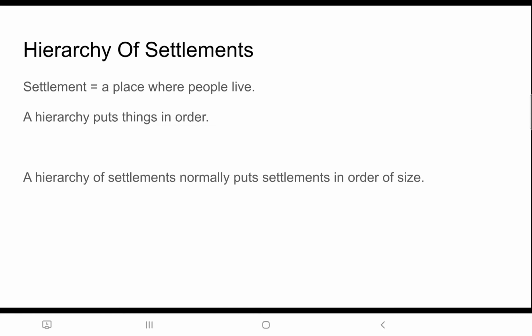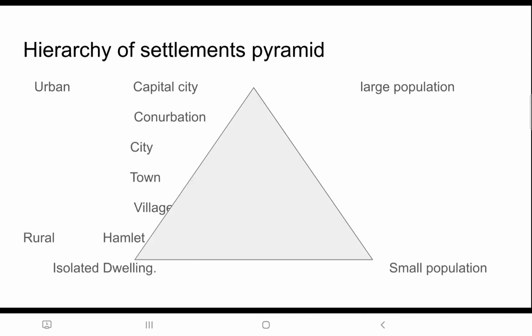So a settlement is a place where people live. A hierarchy puts things in order, and a hierarchy of settlements normally puts settlements in order of size. So we have our hierarchy of settlements pyramid. So at the bottom of the pyramid, you've got your most rural settlement, which is an isolated dwelling. Okay, and this has a small population, but it's at the bottom of the pyramid with the wide base, which means there are more of them.